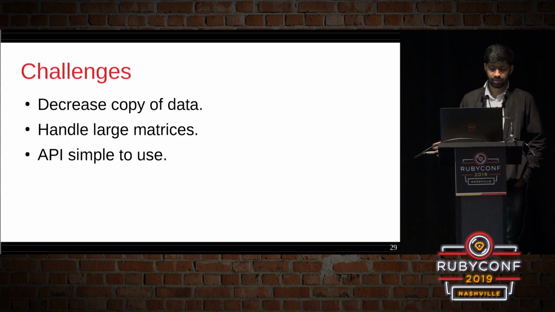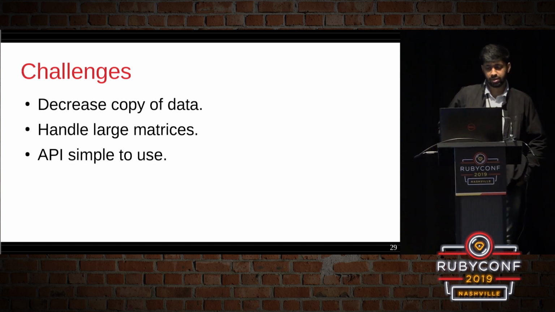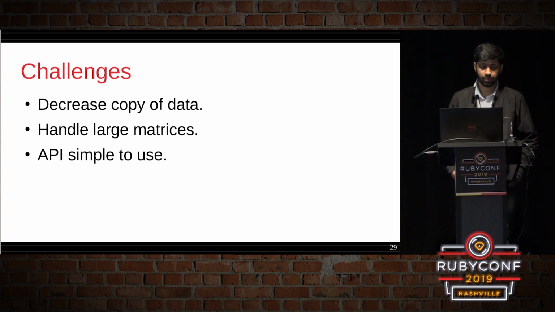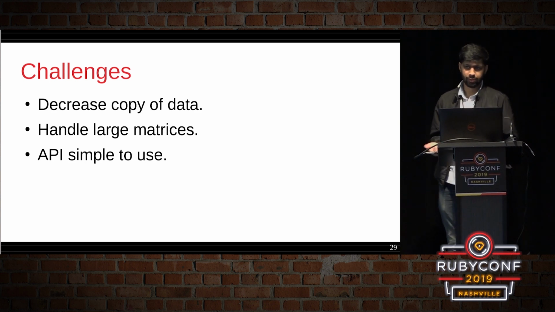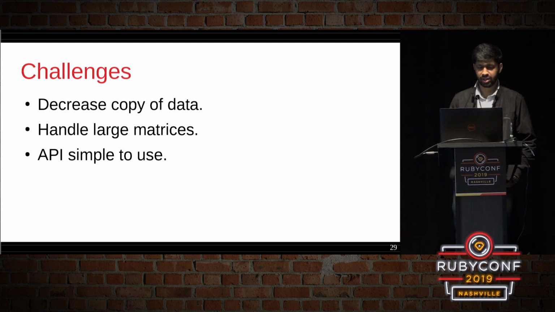What were the challenges faced during this whole process of one year of building this library? First, the major issue with NMatrix was obviously the multiple copying of data, which was slowing it down. So we had to decrease that copying. We have tried so far to reduce it as much as we could, and we are also tracking down ways to decrease it further.